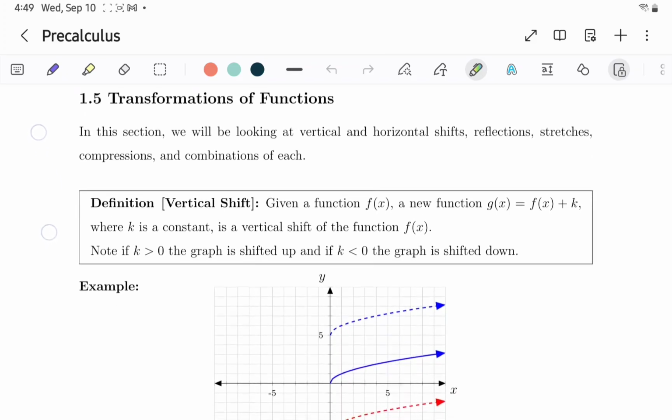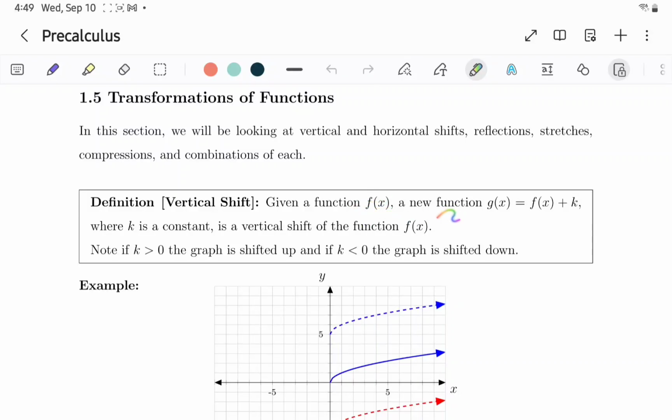So given a function f of x, a new function g of x, which is just going to equal f of x plus k, where k is just some constant, is going to be a vertical shift of the function. And if k is greater than 0, the graph is shifted up by k units, and if k is less than 0, the graph is shifted down.